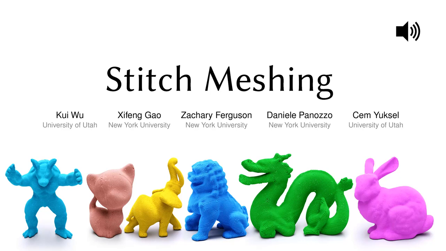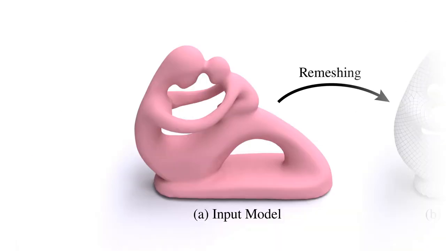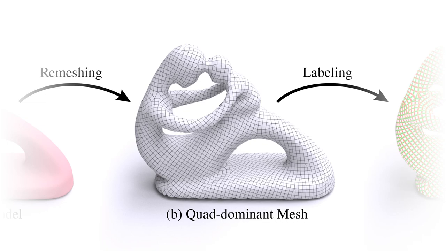We introduce a fully automatic pipeline that converts an arbitrary 3D shape into a knit model. Given an input shape, our pipeline begins with producing a quad-dominant mesh.